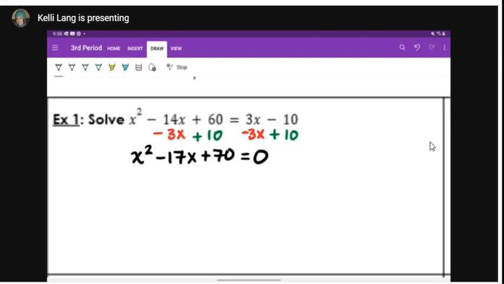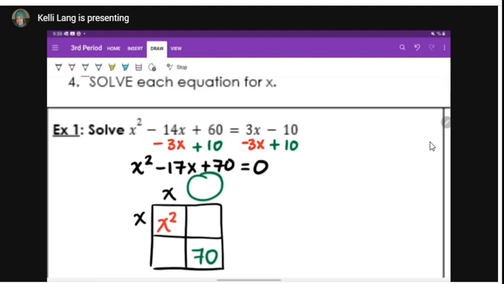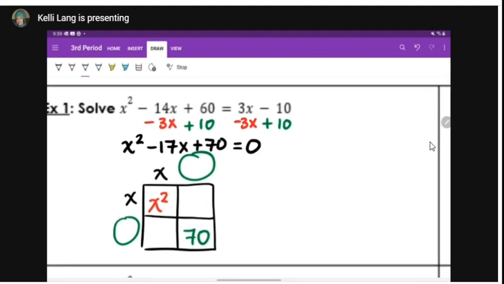Now this is standard form equals 0. So now we factor. This is step 2. We factor, and we practiced this a lot last week. So draw your generic rectangle. In the first box, we'll put our x squared. In the last box, we'll put our positive 70. And then we need to come up with a list of numbers that multiply together to give us positive 70. To be positive, we're going to need a plus plus or a minus minus.